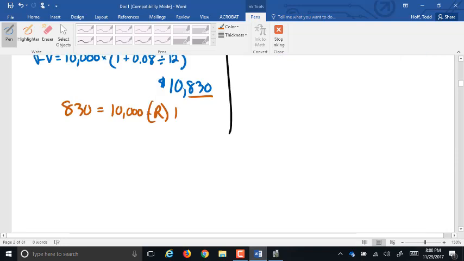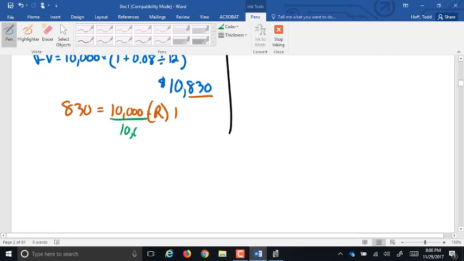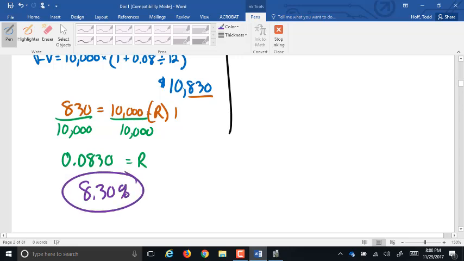So 830 equals 10,000 times R times 1. I'm going to skip combining the 10,000 and the 1 because we all know that's just 10,000. Dividing by 10,000, that's 0.0830. So that gives us an effective rate of 8.30%. How many of you had that? Any questions? Anybody have no clue how I got that? Anybody want to cry a little? No.